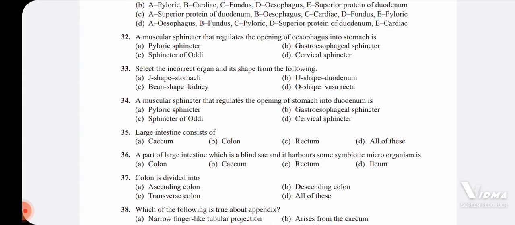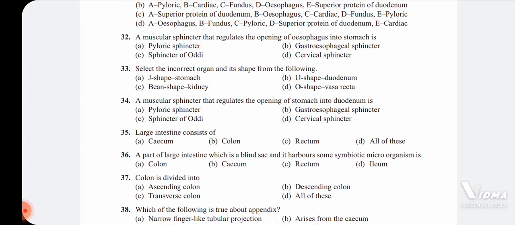Then the next is U shape duodenum. The duodenum is in the U shape only, it has two limbs. Then the kidney is bean shape. The kidney is always compared to the bean shape. Next, D, the vasa recta, which is with the O shape. Here the vasa recta is not in the O shape.